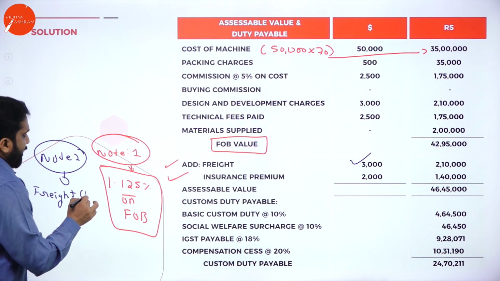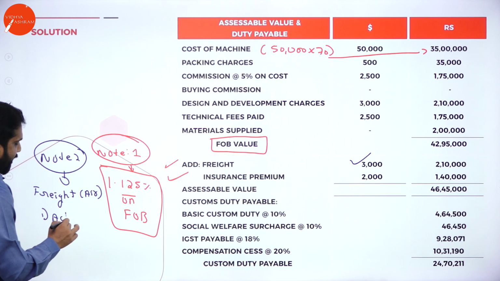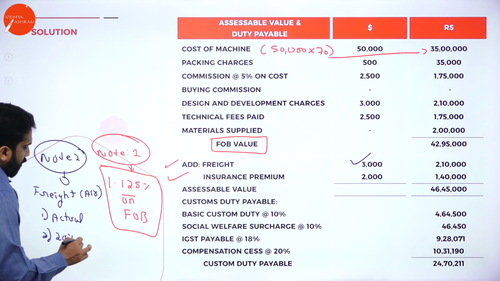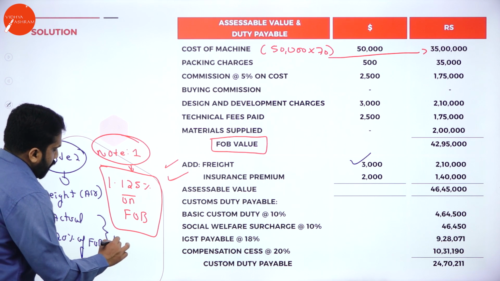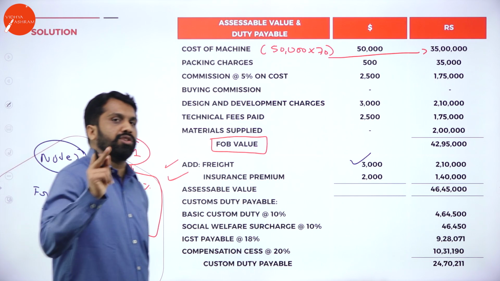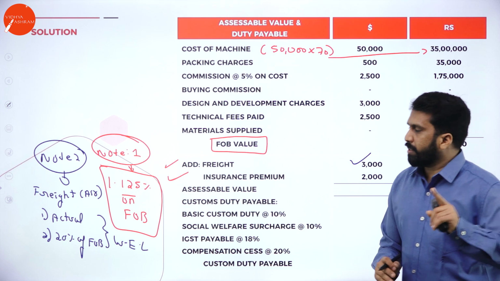Freight by air, then actual value or 20% of FOB, whichever is less. Whichever is less, you should consider. Hope you understood. Clear? Yes.